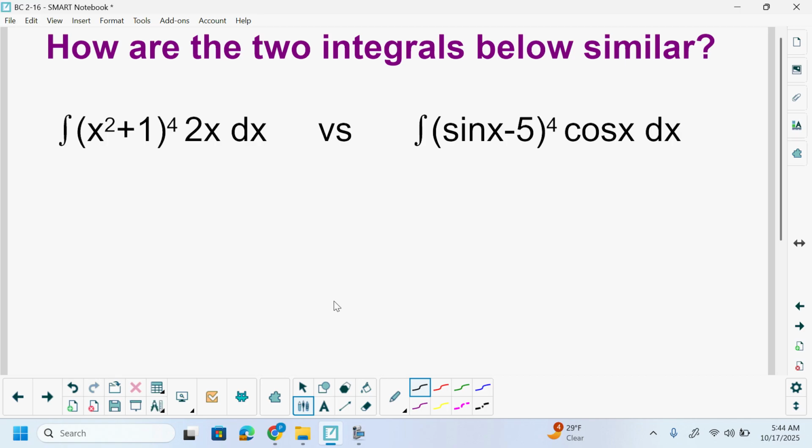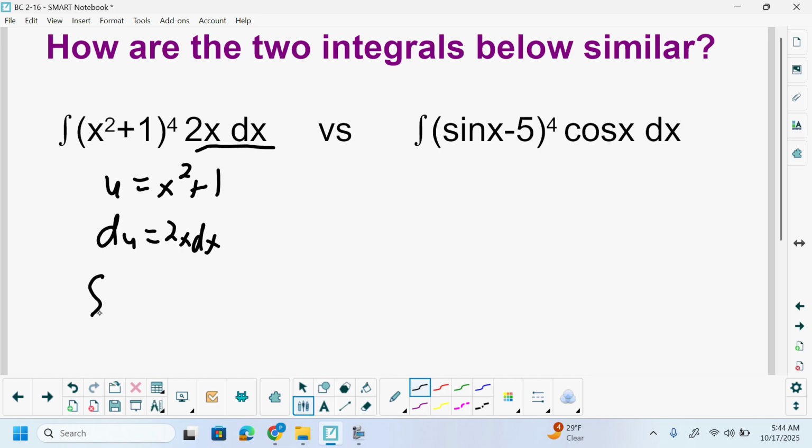So in these two integrals here, they look completely different. In the left-hand one, we'd want to recognize we have a function inside of a function. So u would equal x squared plus 1. So du would equal 2x dx. Well, notice that's a perfect match with our leftover, so we'd end up with the integral of u to the 4th du.